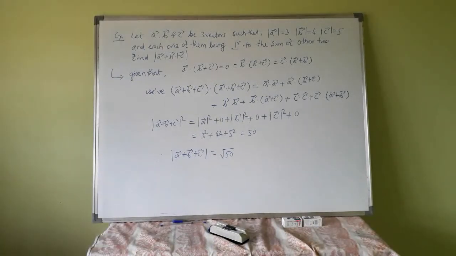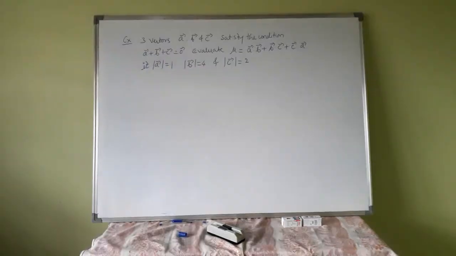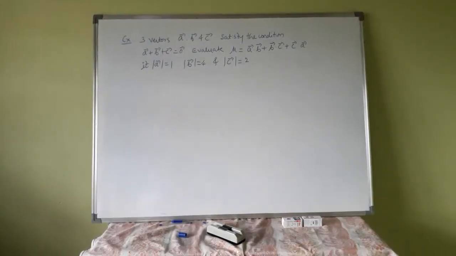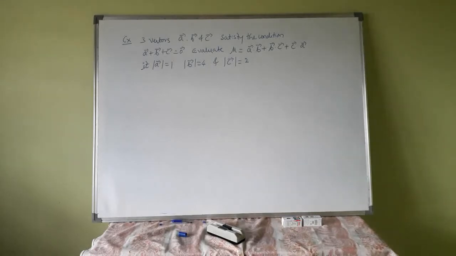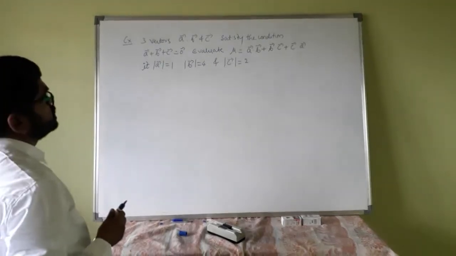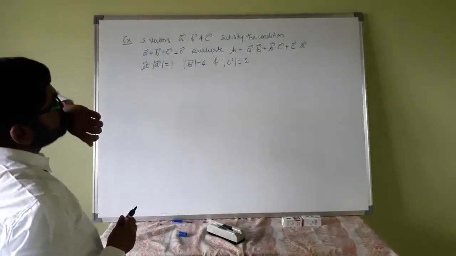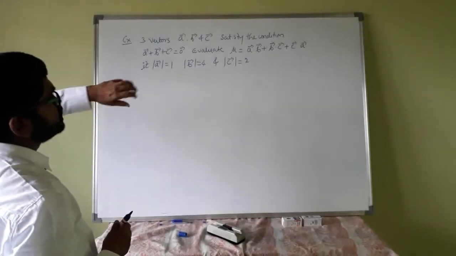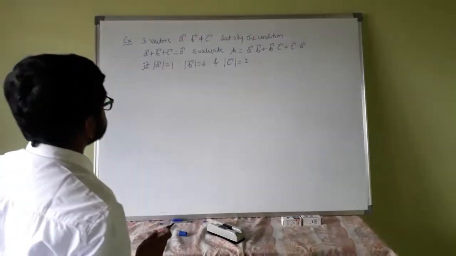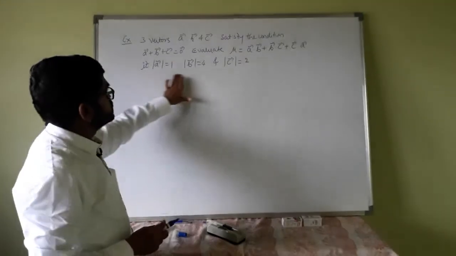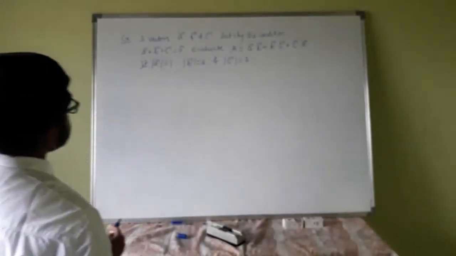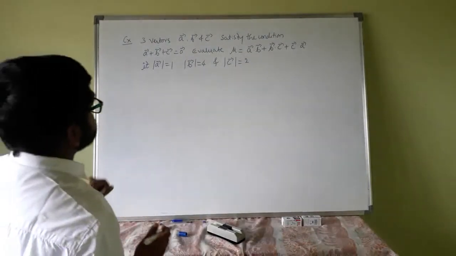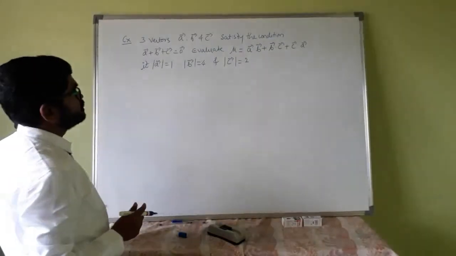See here, 3 vectors A, B, C satisfy the condition A plus B plus C is equal to 0, and mu is equal to A dot B plus B dot C plus C dot A. Suppose these are the magnitudes of the vectors, then you have to find the value of mu.